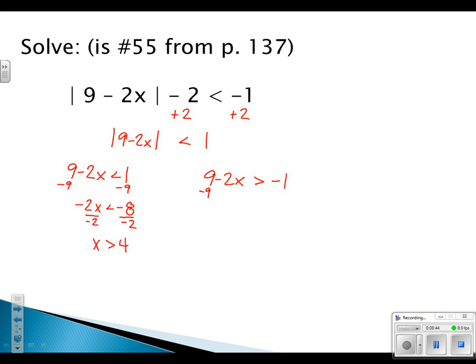Come over to your next situation, solve. Divide away your -2. Turn the inequality symbol. So x is going to be greater than 4, but less than 5. So all of our solutions are going to fall between 4 and 5, not including the 4 and the 5.